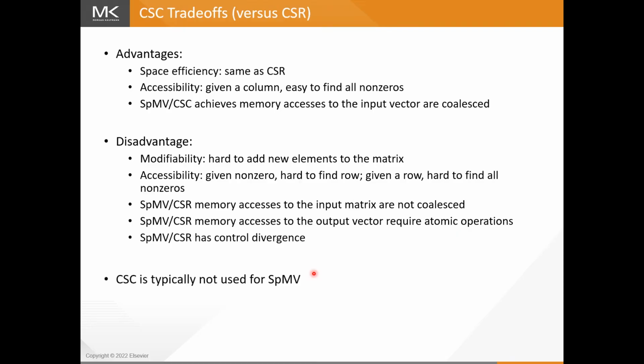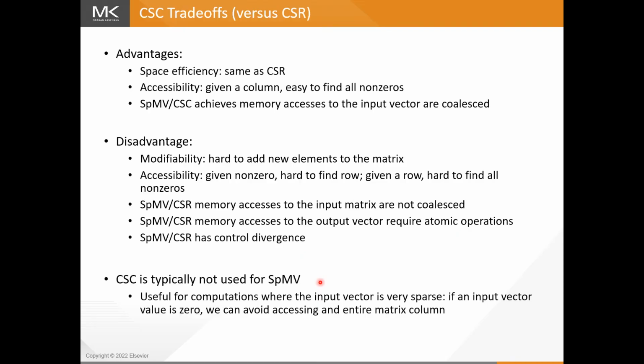So like I said, CSC is typically not used for SPMV, but it is useful for other computations, such as if the input vector is very sparse, so we only want to process specific output rows. We don't want to process all of them. And in general, if we have a computation that requires a column-wide traversal, CSC is a good option. For example, if we're doing a vector matrix multiplication instead of a matrix vector multiplication, we would use CSC, not CSR.